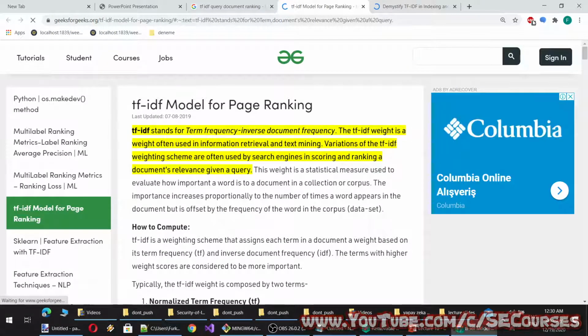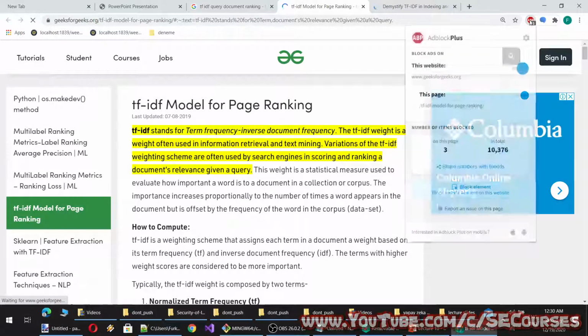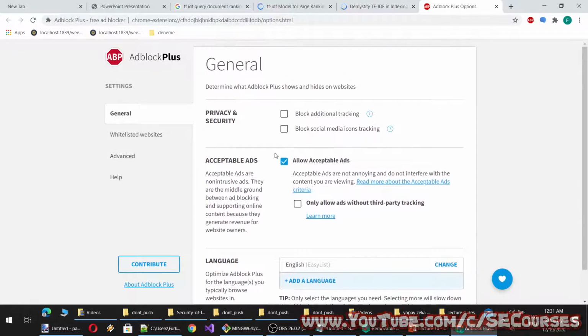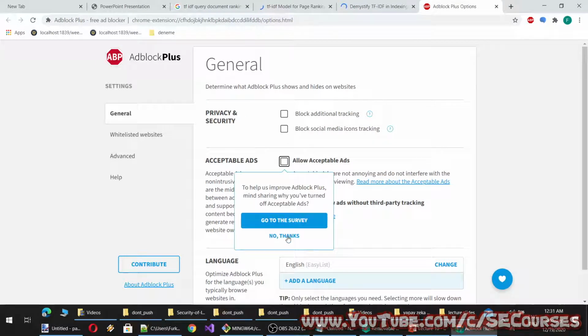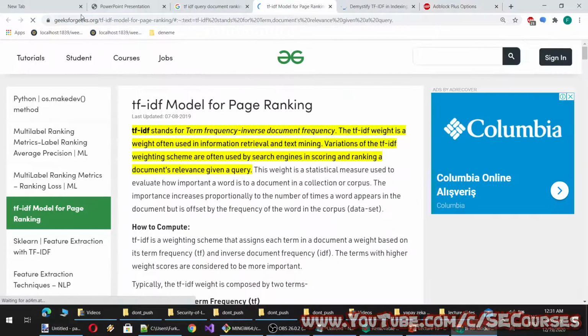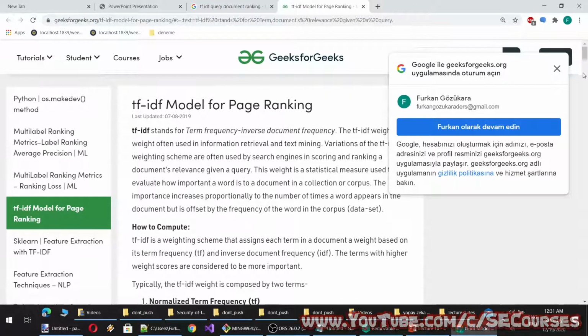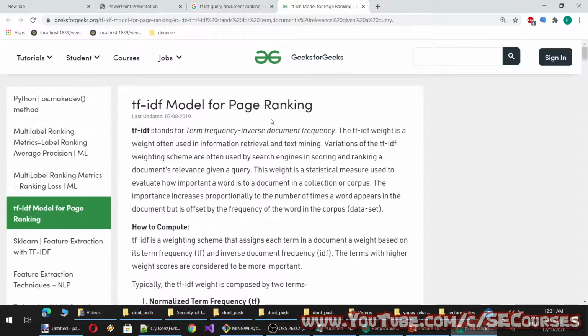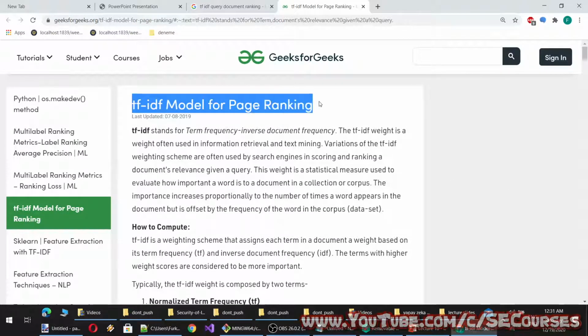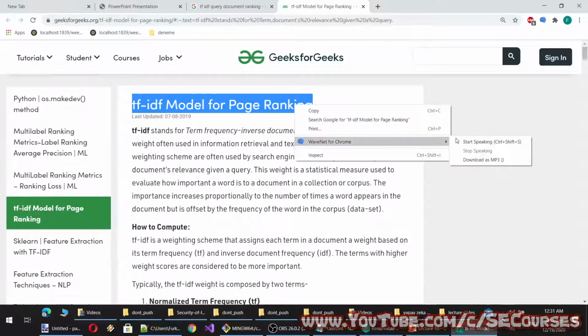This page has so many ads. One moment. It is even slowing down my page load. Okay, so those ads are removed. They were slowing down my page load.